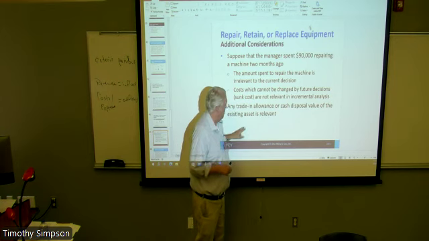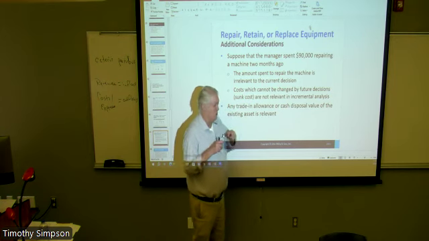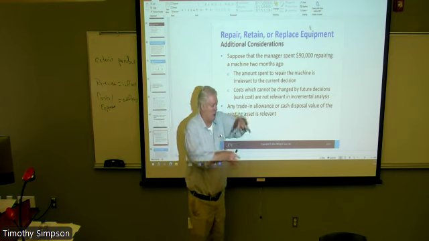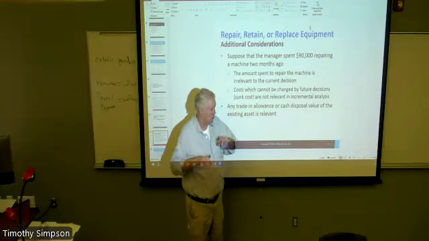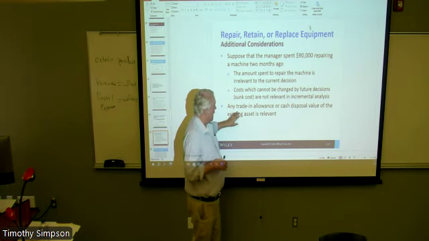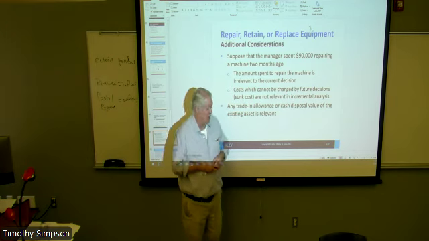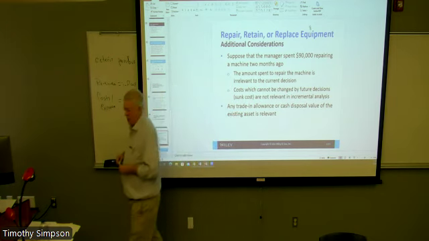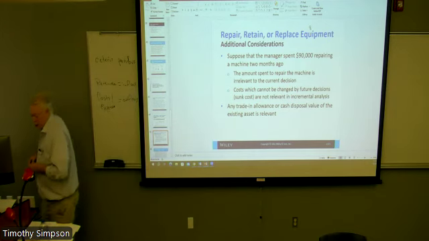That would be relevant because if we swap out this old machinery to get the new machinery, we get rid of the old and we get a little bit of inflow of cash. And there's oftentimes a residual value on things like machinery and equipment.